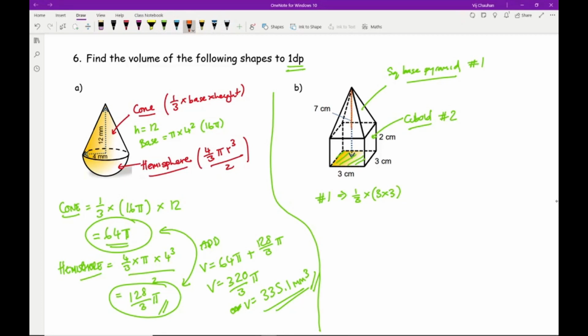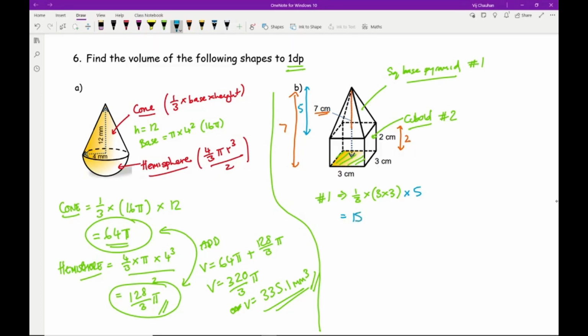Now from the diagram it tells me that the total height is 7, but the height of the cuboid is 2. So looking at the difference between the two, the difference between 7 and 2 is 5, so the height of that pyramid is therefore going to be 5. Now if I type that into my calculator, I've got 1/3 times 9 times 5, which gives me an answer of 15.